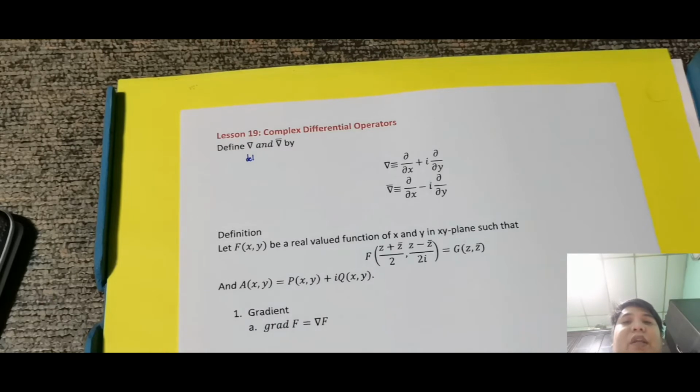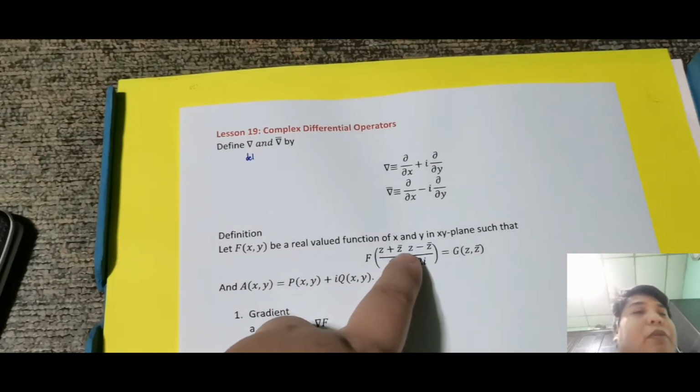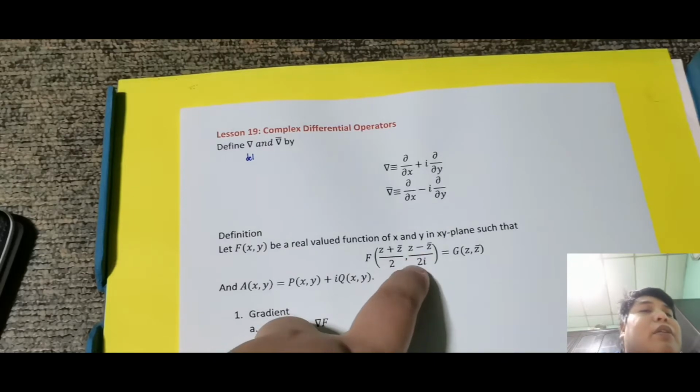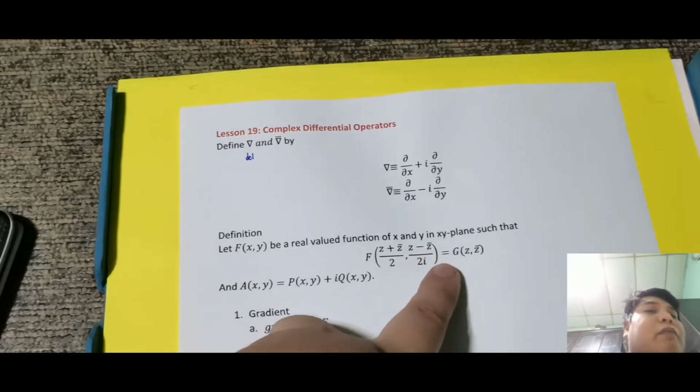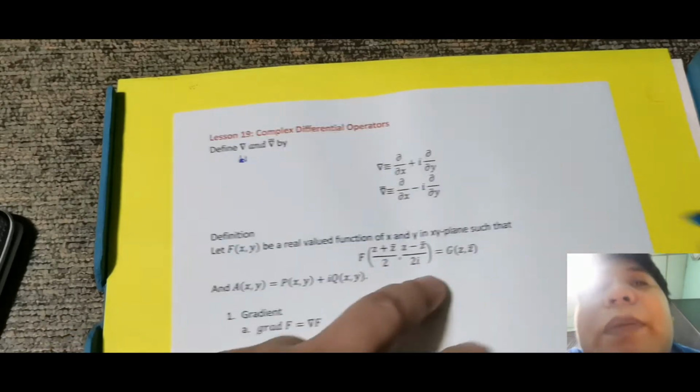Okay, so let's have definition. Let f of x, y be a real valued function of x and y in xy plane such that f of (z plus z bar over 2) plus f of (z minus z bar over 2i) is equal to g of z, z bar. So, ulitin ko lang. Si f of x, y is just parang implicit function.